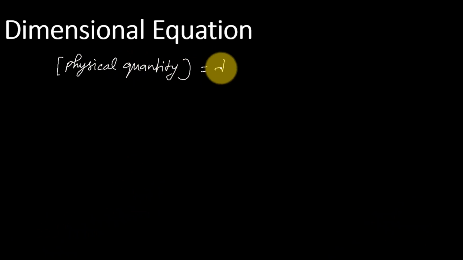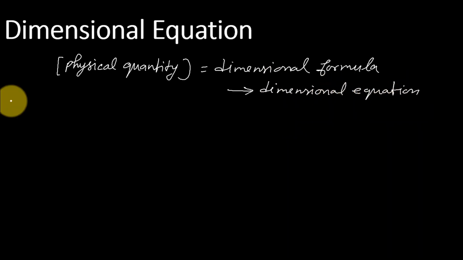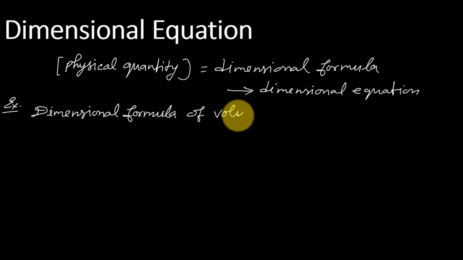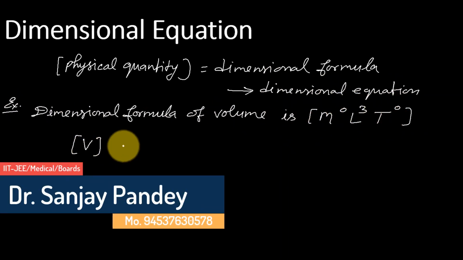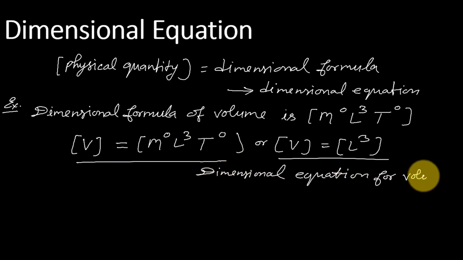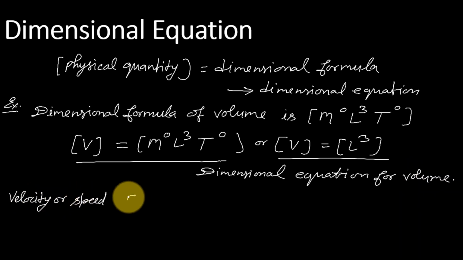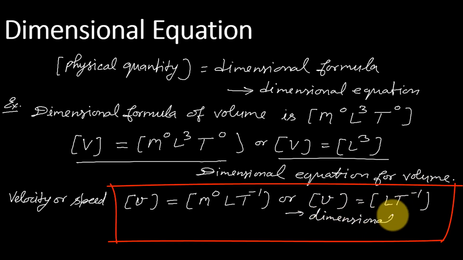Now, the dimensional equation. An equation obtained by equating a physical quantity with its dimensional formula is called the dimensional equation of the physical quantity. For example, the dimensional formula of volume is M^0 L^3 T^0. If we write it as V in square brackets is equal to M^0 L^3 T^0, it is a dimensional equation for volume. Similarly, for velocity or speed, if we write V in square brackets is equal to M^0 L T^-1, here V represents velocity or speed. It is the dimensional equation for velocity or speed.